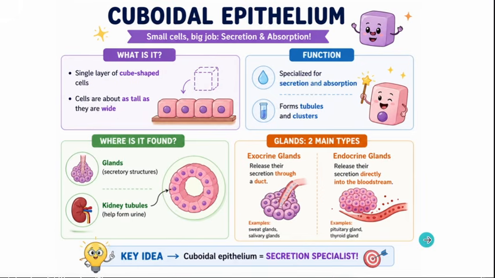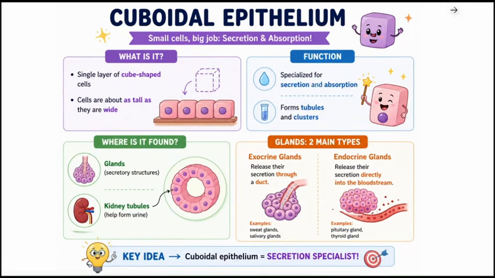And then we have our cuboidal epithelium. So what's this? These are cube-shaped cells. As the name suggests, they look like cubes.